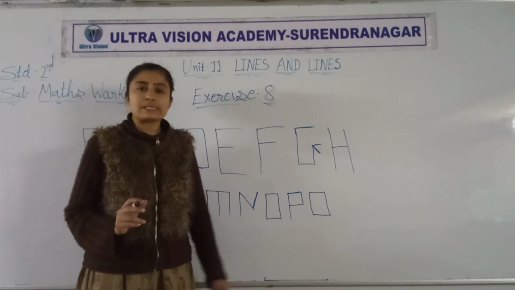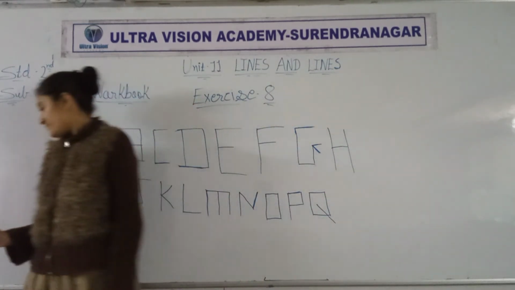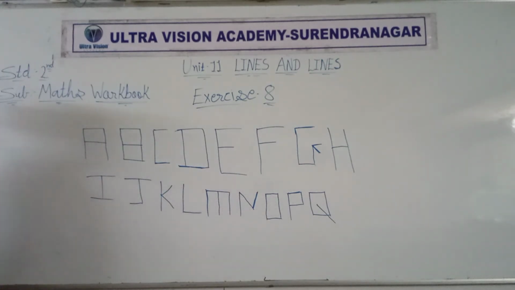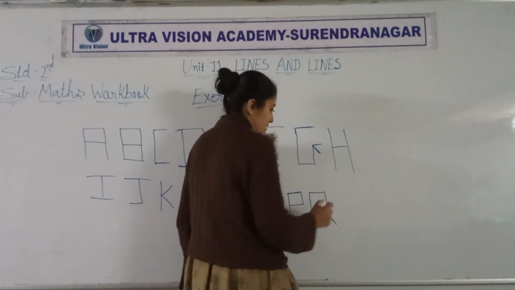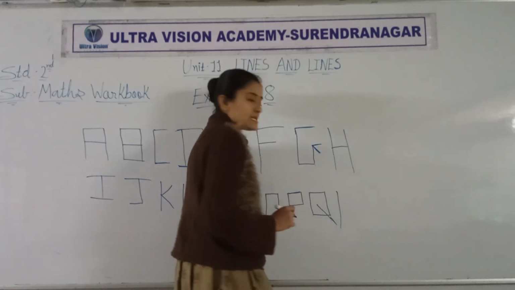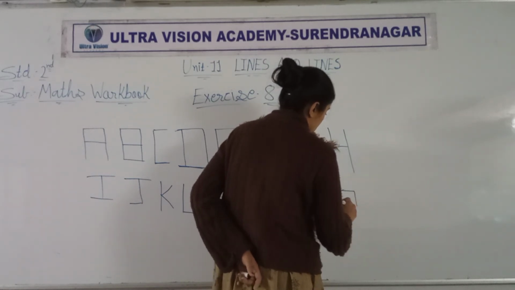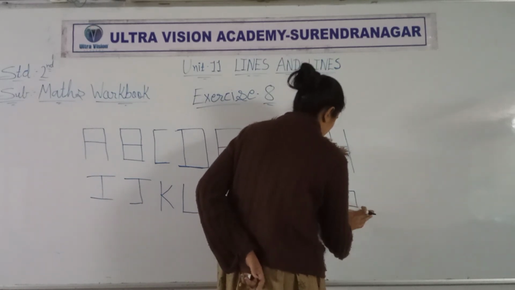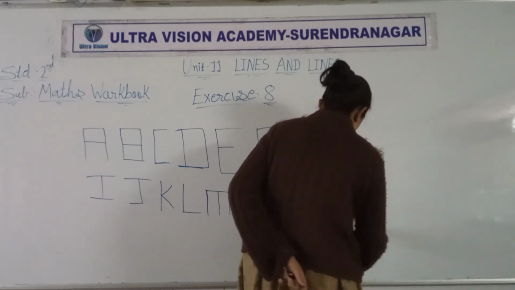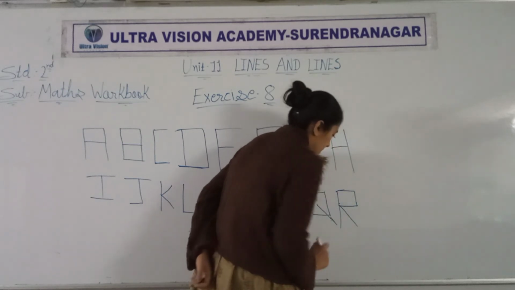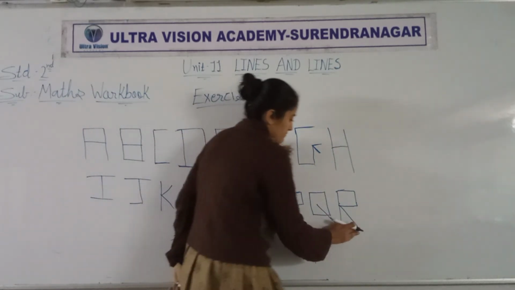Then let's do letter Q. First we have to use lines, a standing line and also sleeping lines. Then you have to use here a slanting line. It's a Q. Then you have to make an R using the lines. First you have to use a standing line, again a sleeping line, then a standing line, a sleeping line. Just like it, and then use a slanting line. It's called R. R for rabbit.